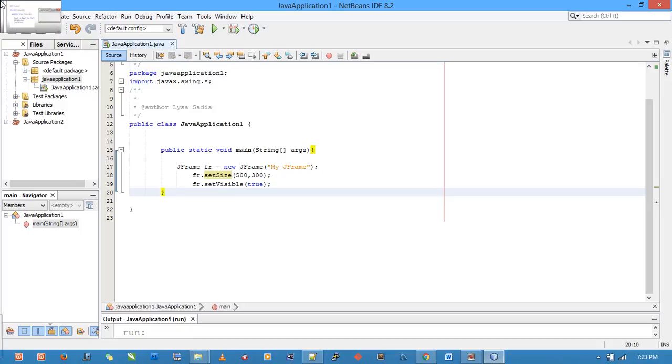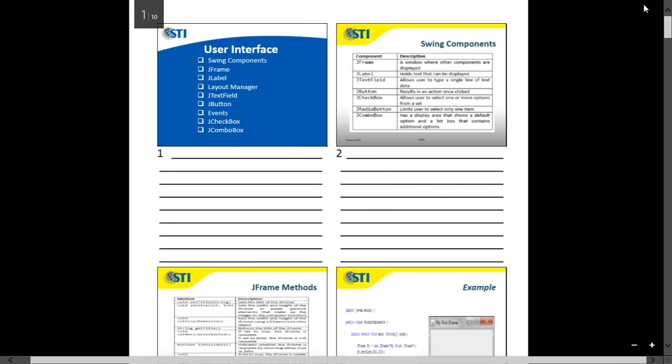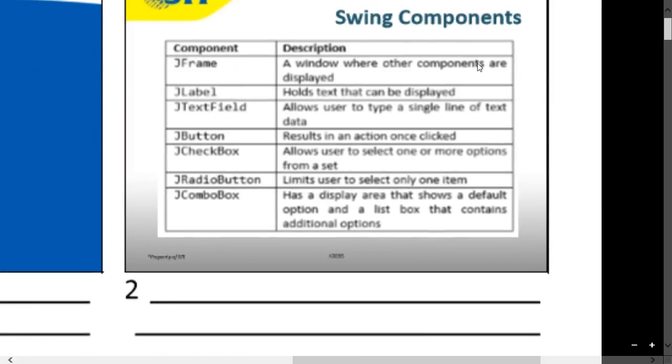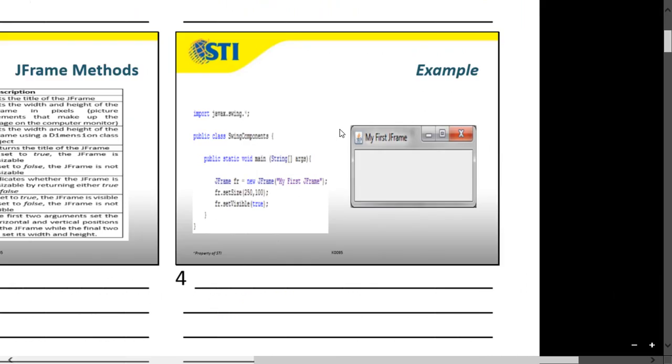And now that we are here in our user interface, we'll talk about Swing components. So basically we have here seven basic Swing components that we're going to be talking about. First is the JFrame, which is a window. Let's talk about it. And then the label, text field, button, the clickable ones, and the checkbox, radio button, and combo box.